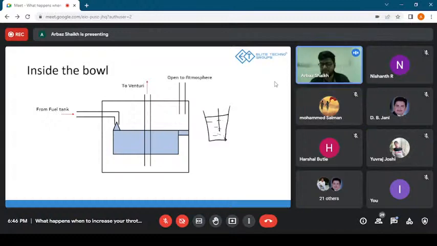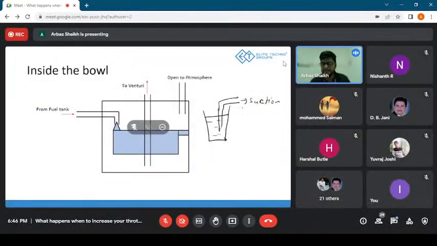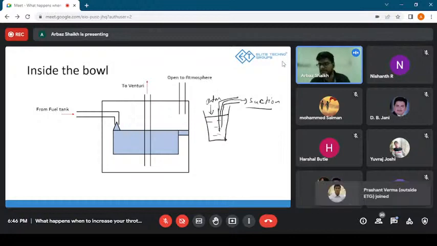Once more, just to brush it up: if you have a suction force over here, it won't be the suction force that is pulling the liquid up. It's actually the atmospheric pressure which is pushing the liquid downwards, and in turn it rises into the straw, to the low pressure region. Now the same thing would happen over here.